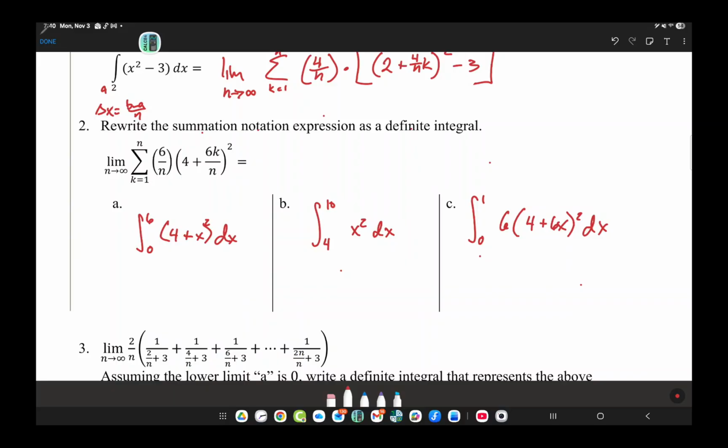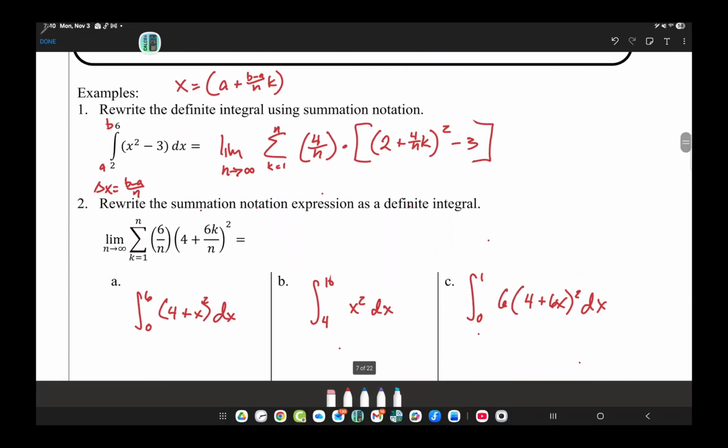All of these are correct. So let's explain where we get each of these. Now, if we look at what we set up here, x is equal to this right here, then what would you think that a is? Yeah, you would think a is 4.